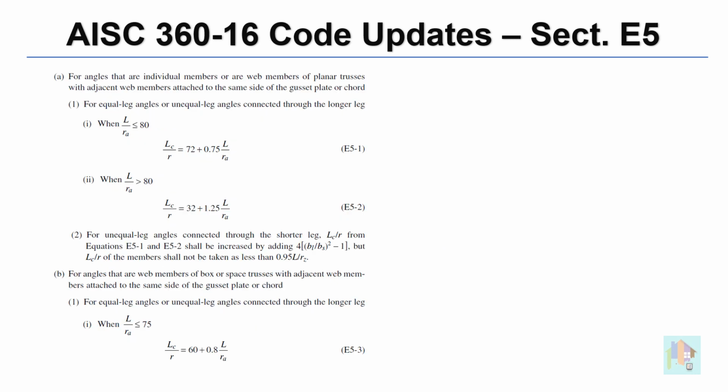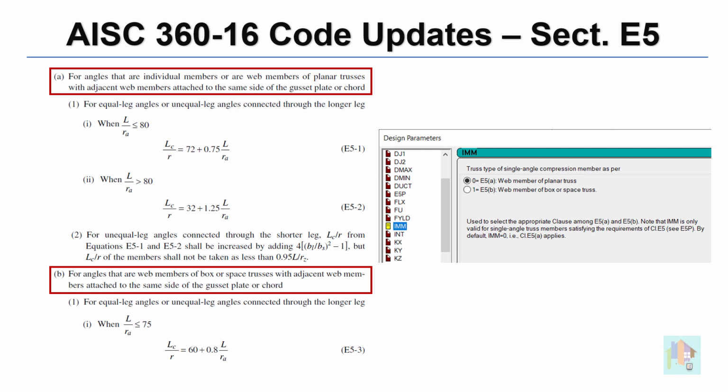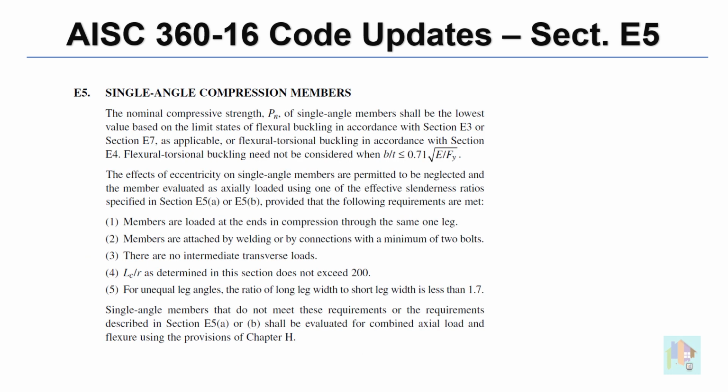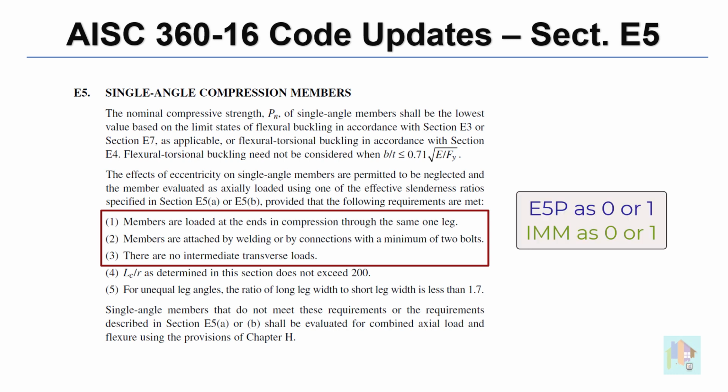There are 2 more subconditions. Condition A, when a single angle is used as a web member of a planar truss, and condition B, when used in a box or space truss. This can be specified using the IMM parameter. By default, it is considered as a planar truss, but to consider equation E5-3 or 4, we need to specify the IMM value as 1. So, if we want to design a single angle section as a truss member following E5 guidelines, we need to manually calculate these three conditions and assign the E5P and IMM parameters.